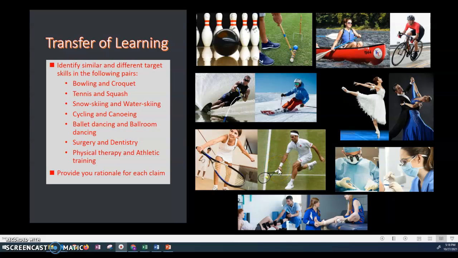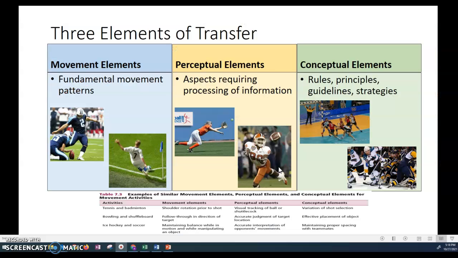Again, feel free to pause this here and go through and make some different observations on your own between these different things. The elements of transfer that we want to focus on here: there's three different elements of transfer, and then there's three types of transfer we're going to talk about as well. So the three elements of transfer are the elements relating to how things can transfer.